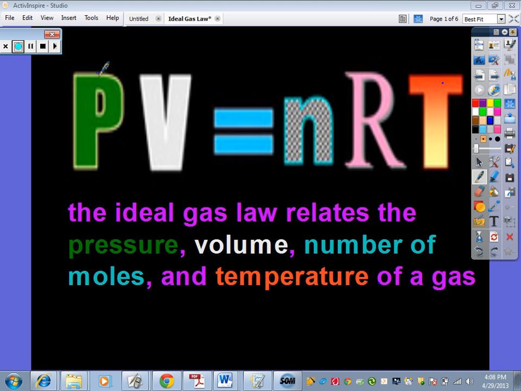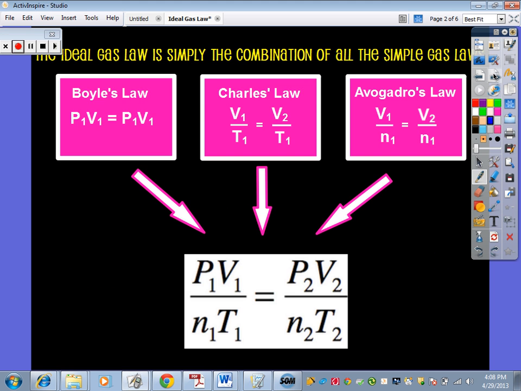We are learning about the ideal gas law. The ideal gas law relates the pressure, volume, number of moles, and temperature of a gas. Thus far, we have been working with simple gas laws that only contain two variables, such as Boyle's law, which shows that pressure and volume are inversely related when the number of moles and temperature are held constant, or Charles' law, which shows that volume and temperature are directly related when the number of moles and pressure are held constant.